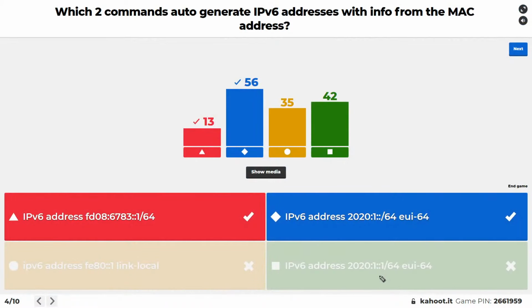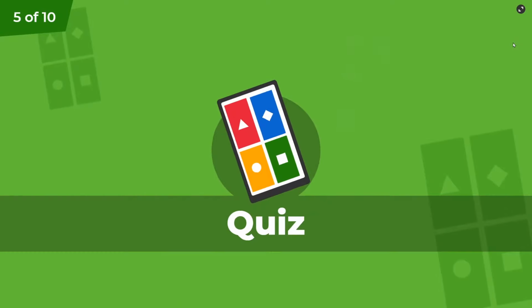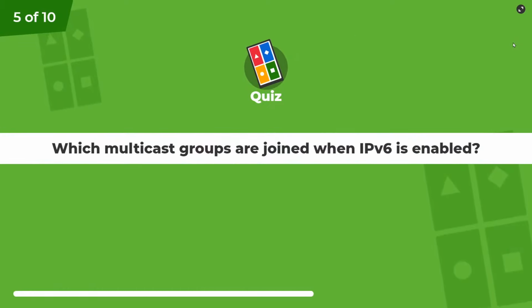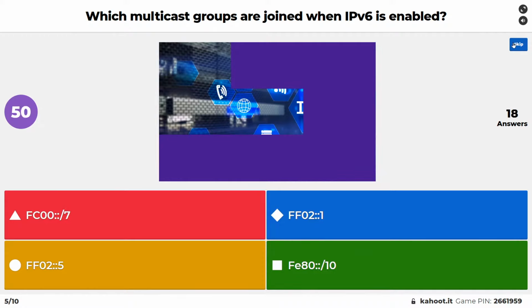All right, so let's continue on here. You guys are doing great. The winner so far is Funny Crab with 4,398 points. I'm excited. All right, question number 5. And CIXXCV, if you want to follow up on that previous question or challenge it, come see me in the chats in Discord right after this video, and we'll do that.